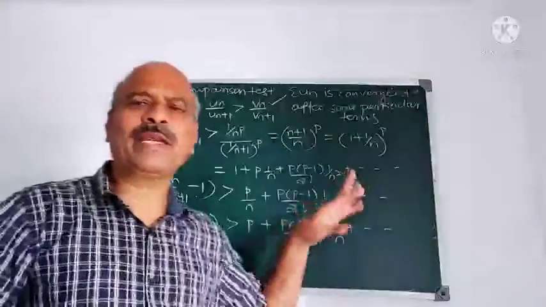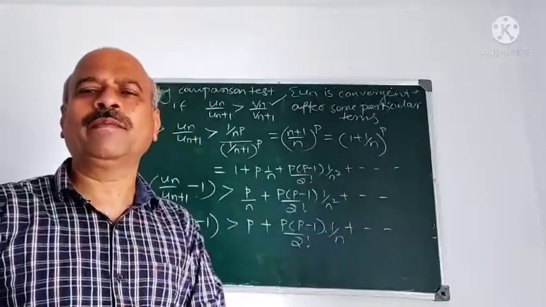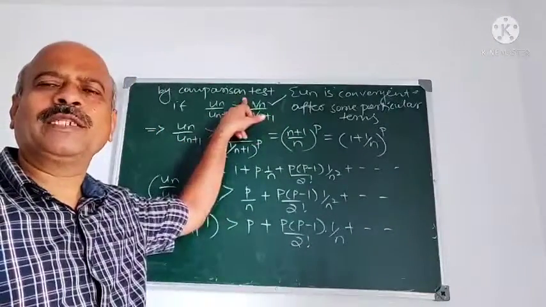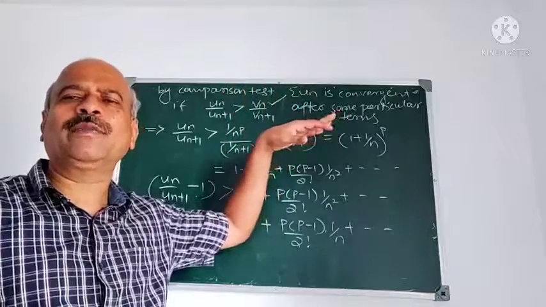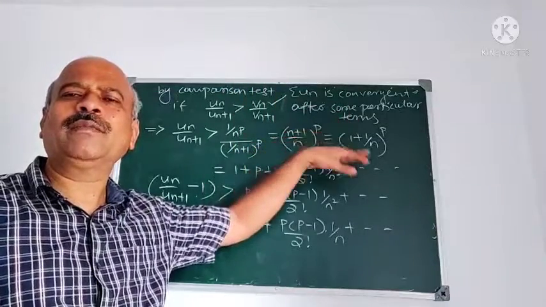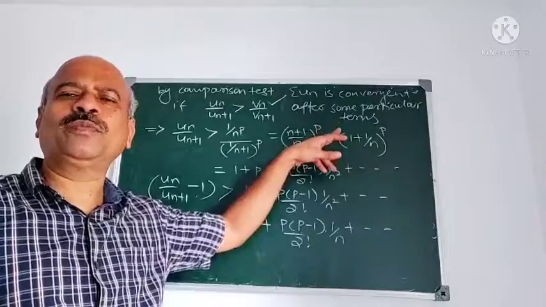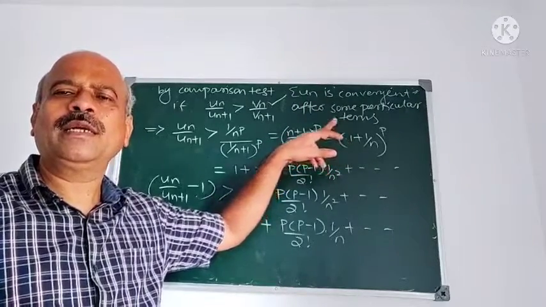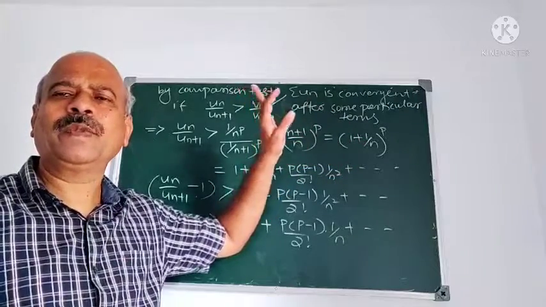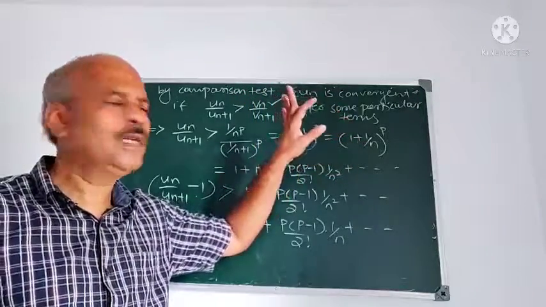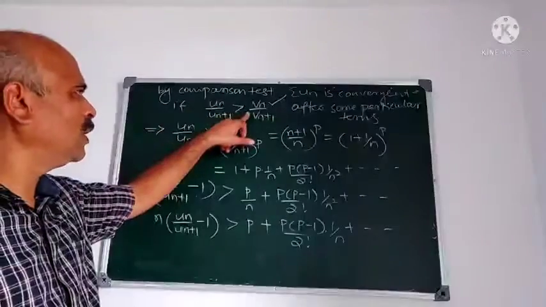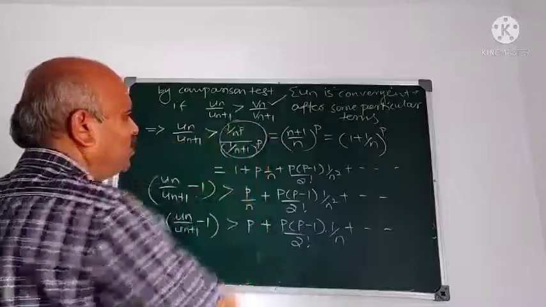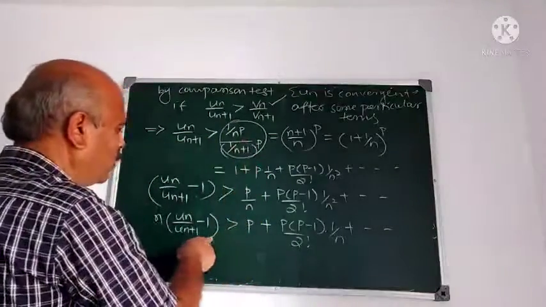Say, we have used here practical comparison test 3. When sigma un converges, we have compared sigma un with another auxiliary series, sigma vn. What is that? Sigma vn is sigma 1 upon n raised to p. It converges if p is greater than 1. We have chosen p such that p is greater than 1, less than L, so that sigma vn converges. Therefore, sigma un converges if un upon un plus 1 is greater than vn upon vn plus 1. What is vn upon vn plus 1? This. Simplifying, we get this.